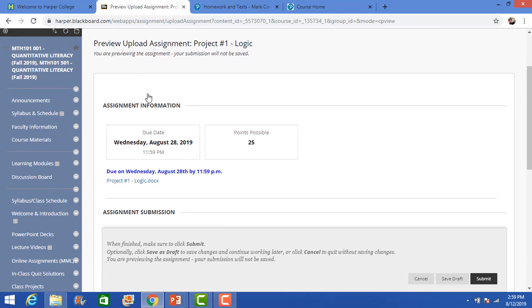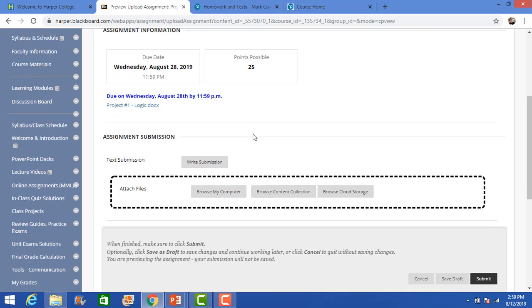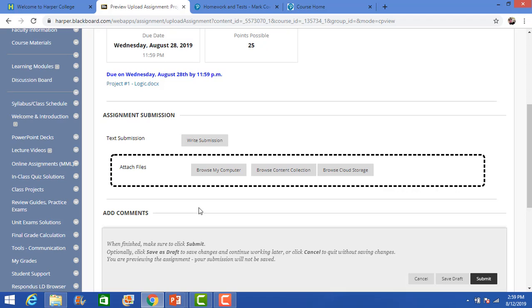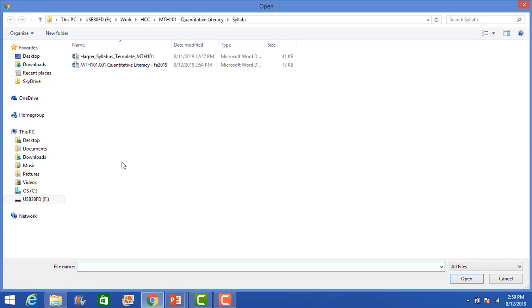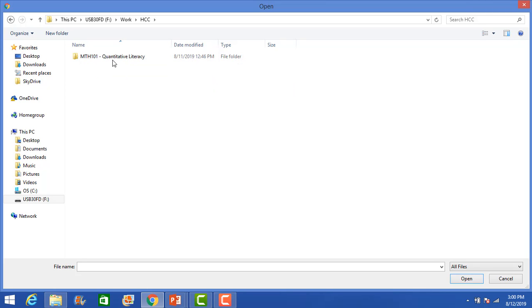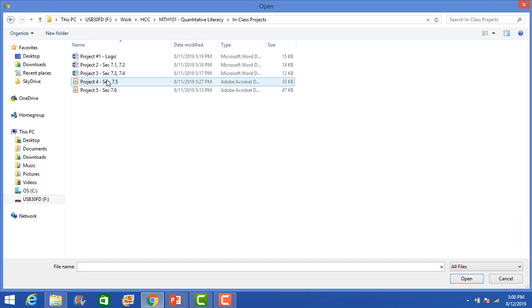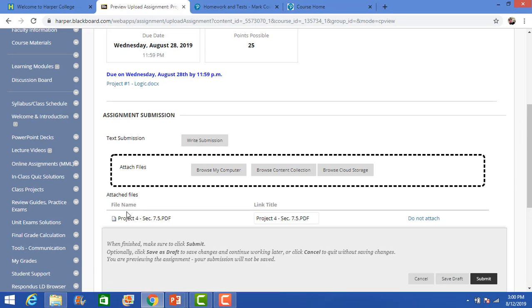When you click on it, it shows the due date and how many points it's worth. When you save this, you save it on your computer somewhere, so you browse computer, find where it's at, and double click on it. Now you see it attached, just like you would attach a file on an email.